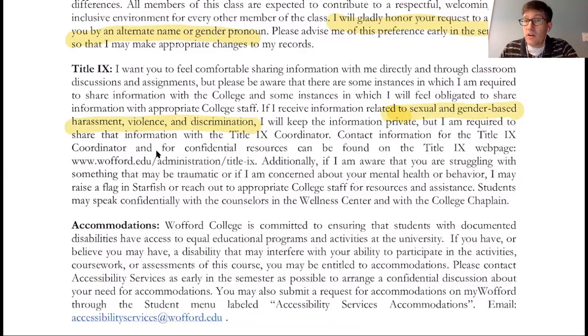So if you do experience any of that, I encourage you to reach out to me, and we can figure out a way together to report that to the proper individuals. But I just wanted to let you know that if you choose to share that, I am required to report. Okay, and I hope that you'll feel comfortable doing that if you have experienced these things, because those things are not okay, and we want to take steps to remedy them if that sort of thing is happening.